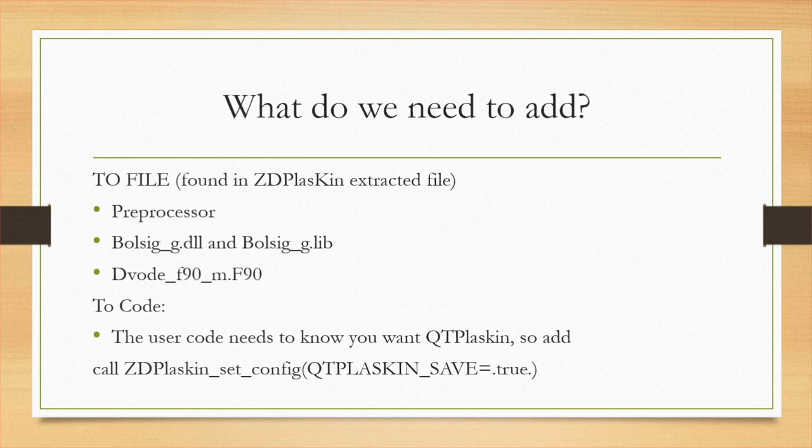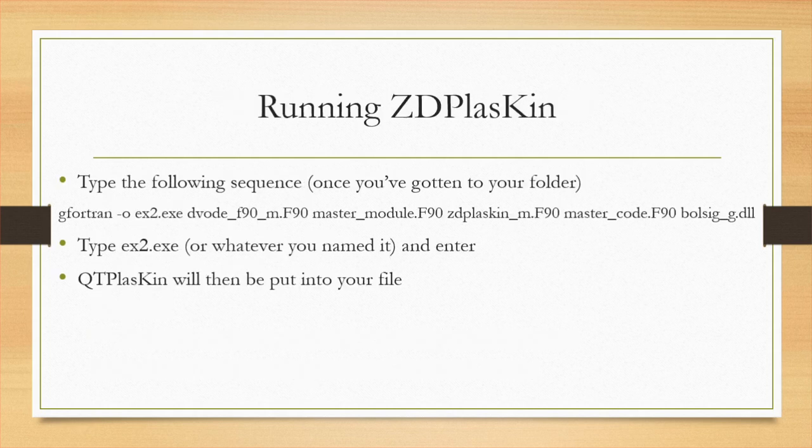Next, there's a few things that we need to add to our file in order to run our code. For the ZDPlasKin extracted file, we need to add in the preprocessor, the bolsig_g.dll, the bolsig_g.lib, and the devode_f90_m.f90. Additionally, we need to add in our QTPlaskin line to the software so it knows where to put the QTPlaskin files. I put this inside the mastercode.f90.